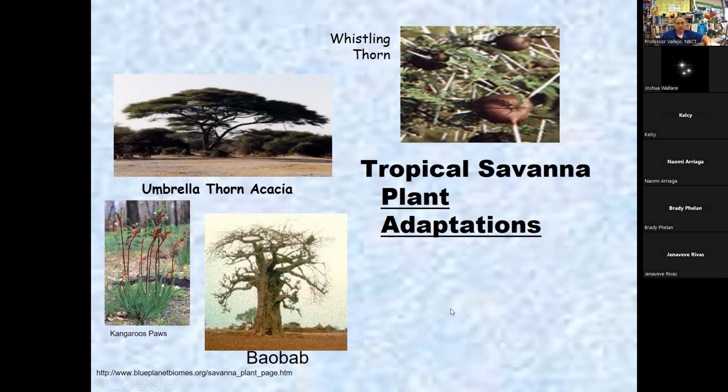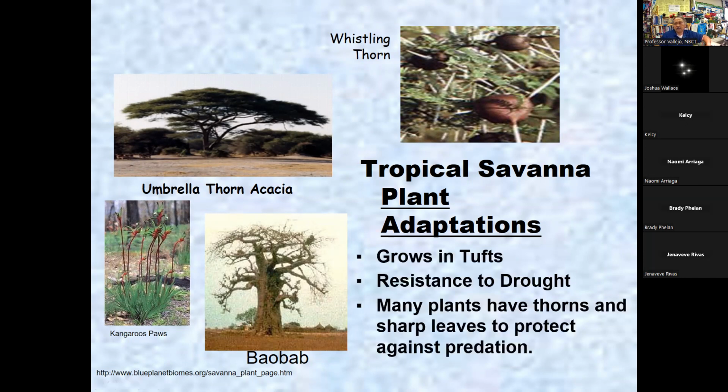So those are some plant adaptations. You can see here they grow in tufts, resistant to drought. Many plants have thorns and sharp leaves.